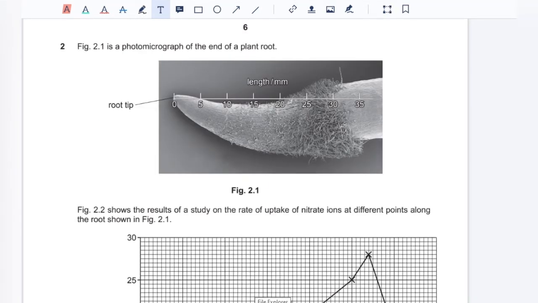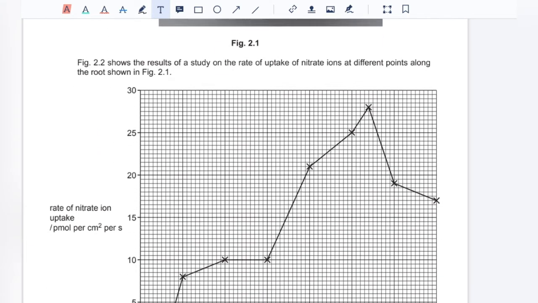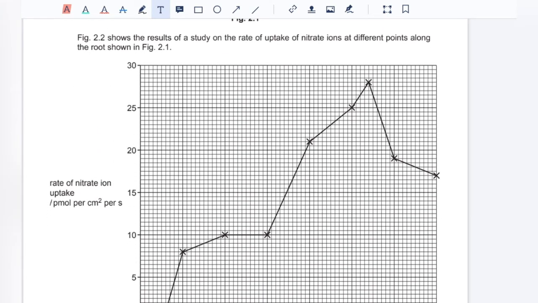2. Figure 2.1 is a photomicrograph of the end of a plant root. Figure 2.2 shows the results of a study on the rate of uptake of nitrate ions at different points along the root shown in Figure 2.1.